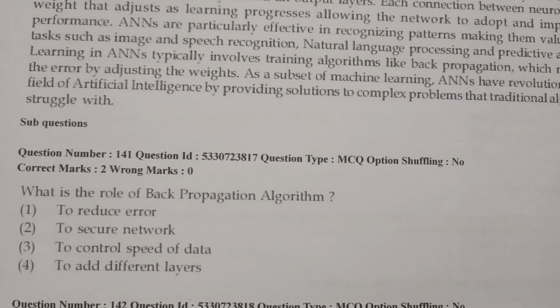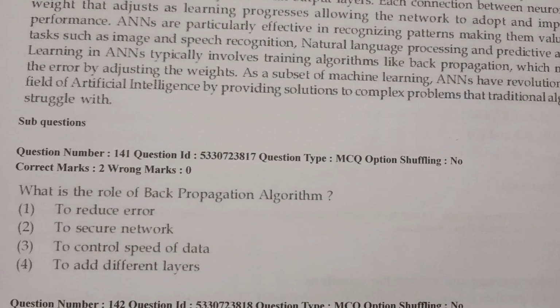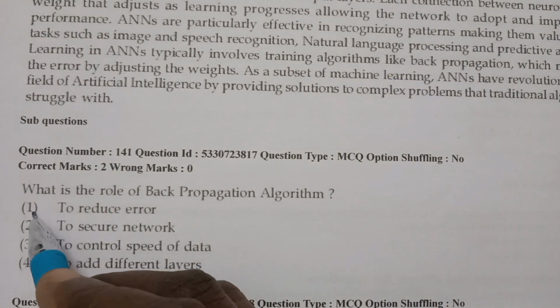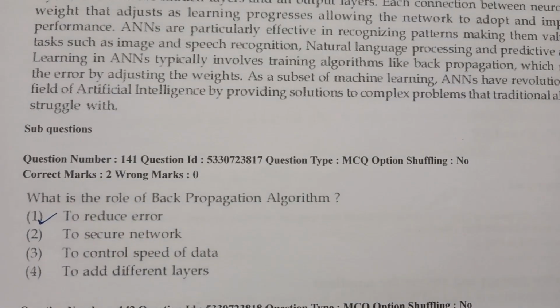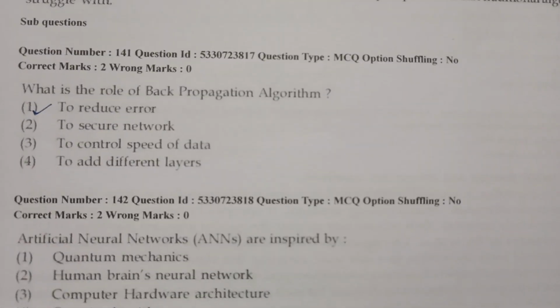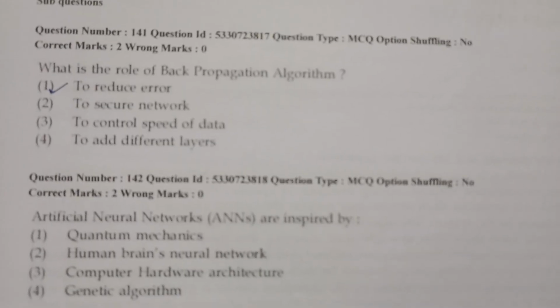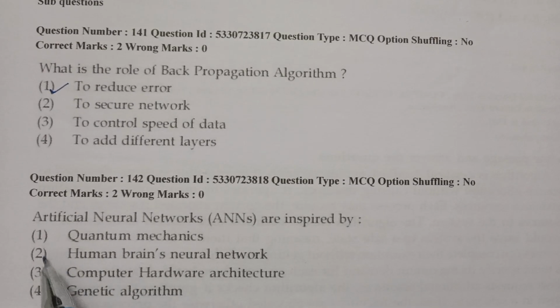First question: what is the role of the backpropagation algorithm? To reduce error, to secure the network, to control the speed of data, or to add different layers. So, what is the correct answer? The correct answer is to reduce error only. Next, artificial neural networks are inspired by quantum mechanics, the human brain's neural network, computer hardware architecture, or genetic algorithm. So very easy, as it is inspired by the human brain's neural network.